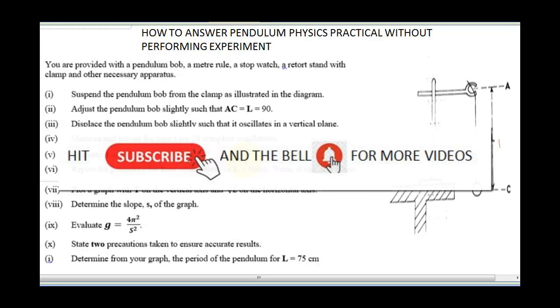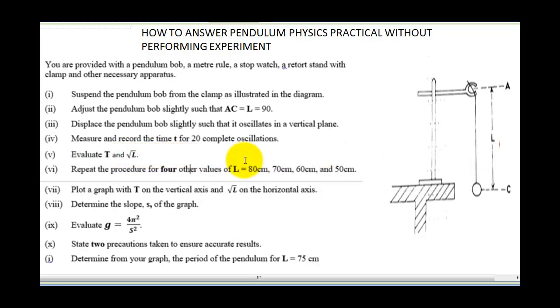Now, the first thing you need to understand is how the pendulum experiment works. In the pendulum experiment, you need several things. You need a pendulum bob. This is our pendulum bob. Then you need a retort stand. This is our stand, and this is a rope holding our bob. At this point, we need a meter rule to measure this length, based on what is given.